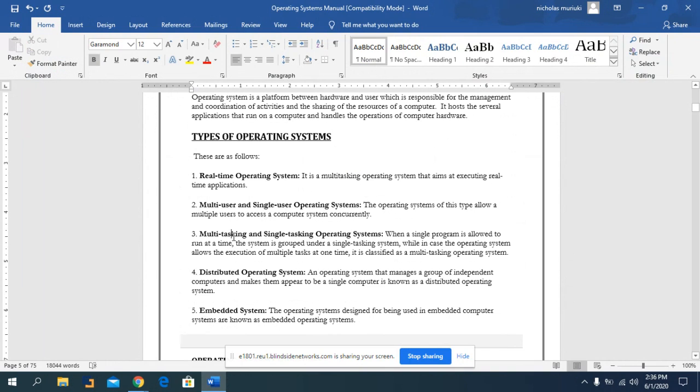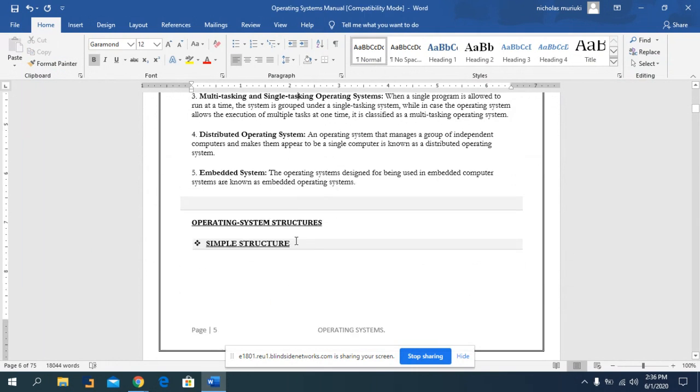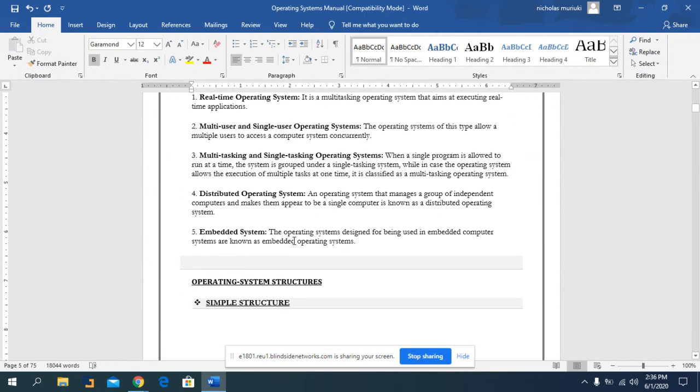Many jobs are done by only one user. So we have many users, many jobs, or single jobs that are being executed. And that's why we need to look at the distributed operating system as part of other execution. So there are many operating systems that are distributed, because an operating system that manages a group of independent computers and makes them appear to be a single computer is known as a distributed operating system.